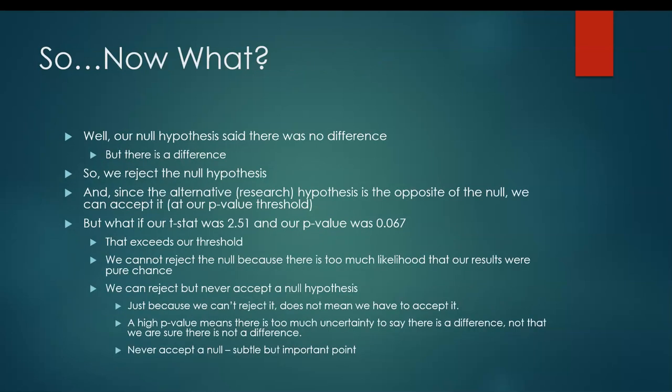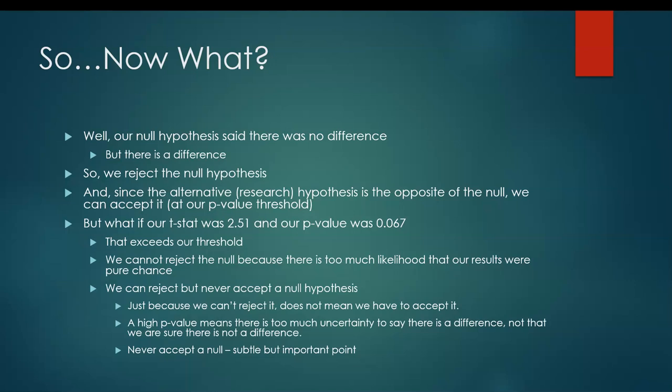So now what? Well, our null hypothesis said there was no difference, but there is a difference. So now we reject the null hypothesis, okay? And that leaves us only with the alternative or research hypothesis. So we are able to accept that research hypothesis at our p-value threshold. But what if our t-statistic was still 2.51 and our p-value was 0.067?